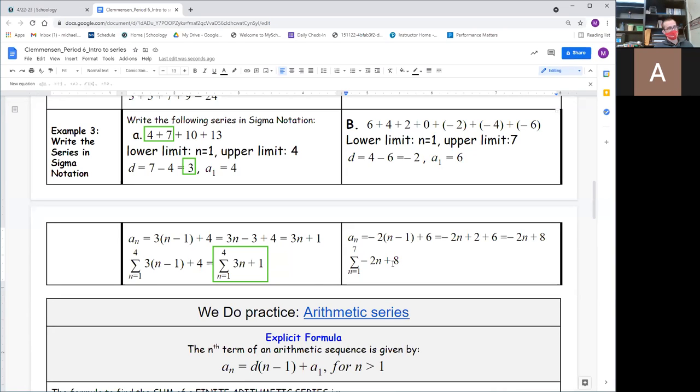Are there any questions on B before we move into our next section, arithmetic series? Any questions on anything we've done so far in our definition section?